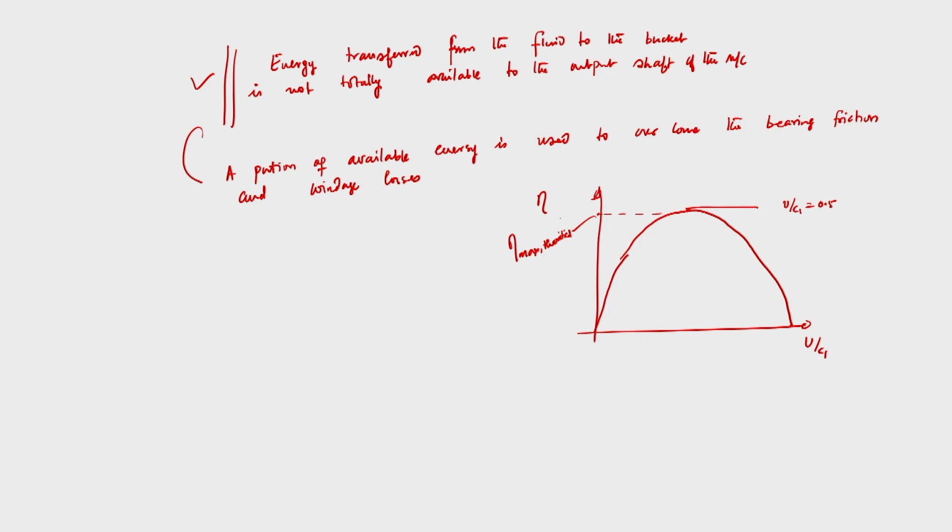What I said is that the energy transferred from the fluid to the bucket is not totally available to the output shaft of the machine, because a portion of the available energy is used to overcome the bearing friction losses as well as the windage losses. When the Pelton wheel is running, it is not totally covered by the fluid like a reaction turbine, so the air creates resistance to the rotation of the Pelton wheel. That is known as windage loss. Since the nozzle is also an integral part of the Pelton wheel, we need to take into account the losses in the nozzle itself, which also reduce the efficiency of the Pelton wheel.